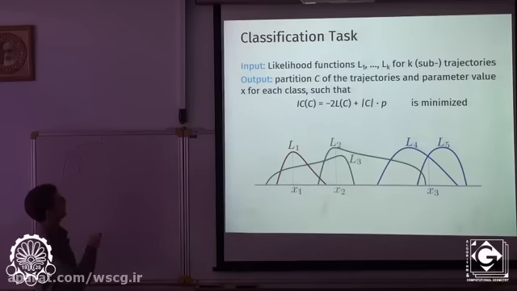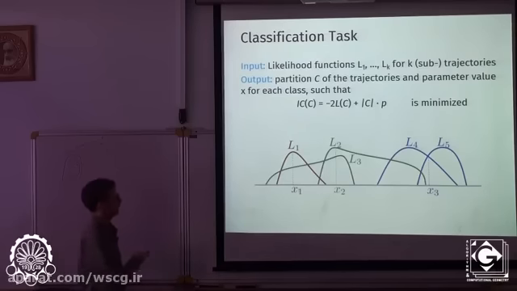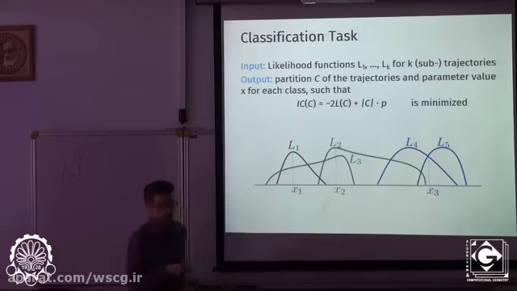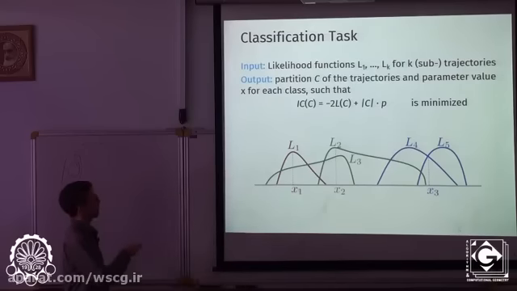So this is a setting. Now it's actually by now very ungeometric, you could say, but it will get geometric again, because now my input, I don't really need the trajectories, I need the likelihood functions. My input is a set of likelihood functions, and the output should be a partition of these trajectories according to the likelihood functions, and for each group a parameter value x, such that this information criterion is minimized.